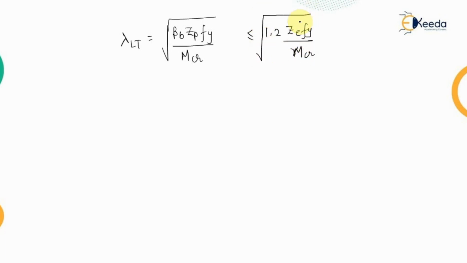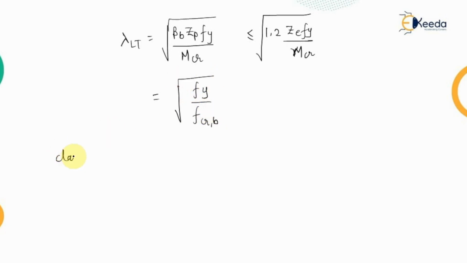Now this lambda LT is a non-dimensional slenderness ratio, and the relation for that is given by the square root of beta B into ZP into Fy divided by M critical, that is the moment at the critical section, and this complete value should be less than or equal to 1.2 ZE Fy divided by M critical. This lambda LT, the non-dimensional slenderness ratio, is also given by the relation of Fy and F critical in buckling.